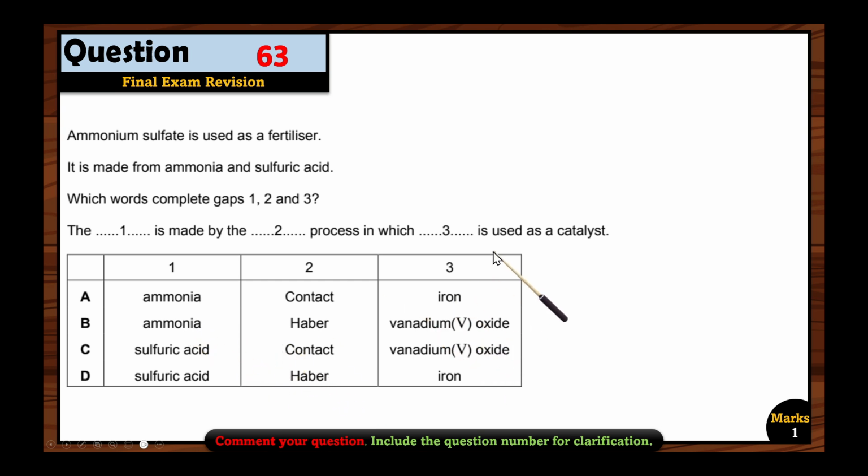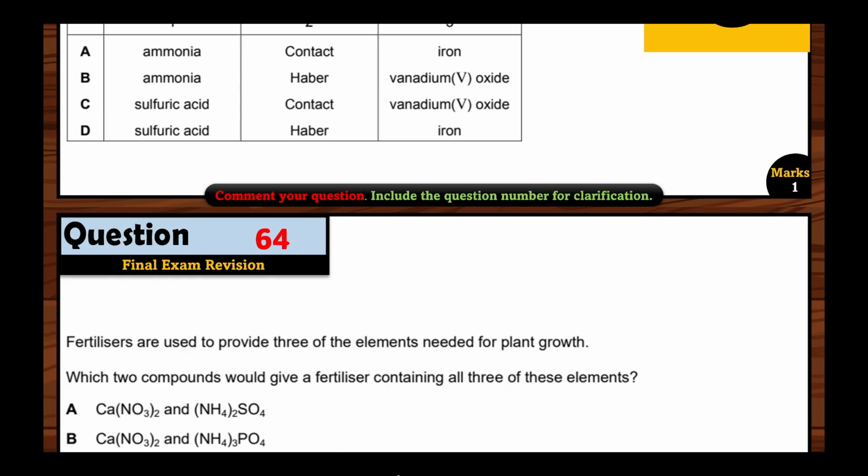But let's see now about the catalyst. Dash is used as a catalyst. For ammonia, it's the Haber process, and the catalyst is iron. So this option is wrong. Now we are left only with option C. Sulfuric acid is made by the contact process, in which vanadium oxide is used as a catalyst. So option C is the correct option.